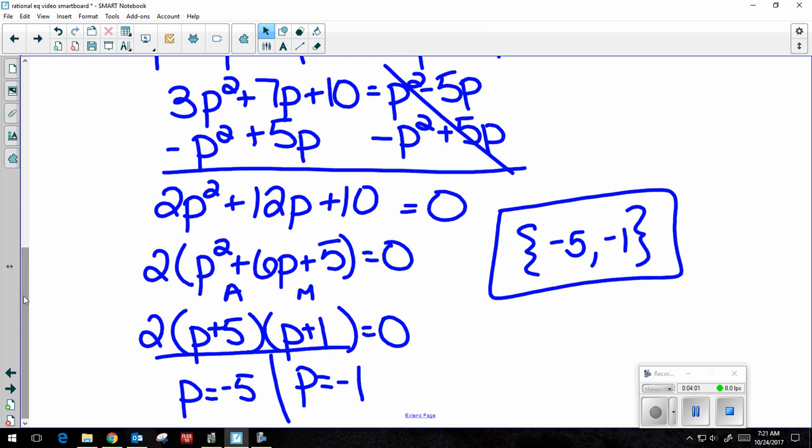Remember, if one of them were to make your denominator 0, you would reject that solution, and you would only have one solution. Or if both of them made the denominators equal to 0, you would reject both of them and get no solution.